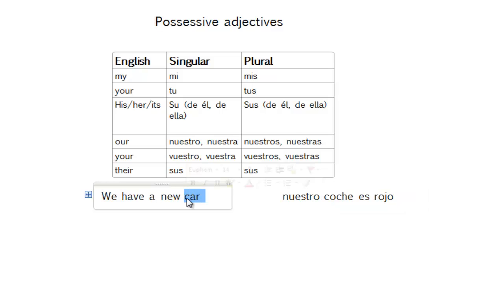For example, if we say we have a new bed, and bed is cama, alright, and they would say la cama.